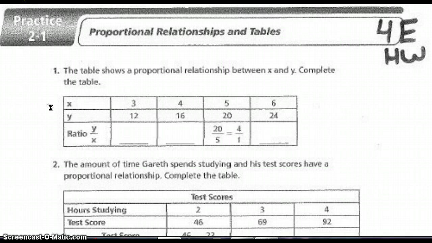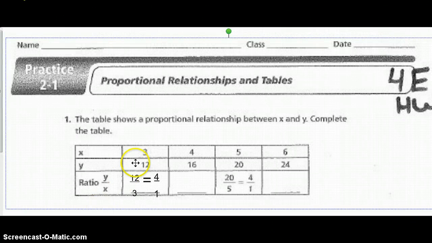Now, because this question is telling us there's a proportional relationship, all we have to do is take y divided by x and then simplify the fraction. So when we take the y divided by the x, we get 12 divided by 3, or 12 over 3, which simplifies to 4 over 1. Now I want you to try the same thing with the next two boxes. Pause the video and press play when you're ready to check your answers.